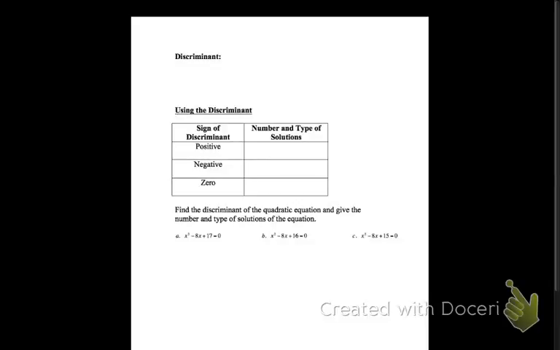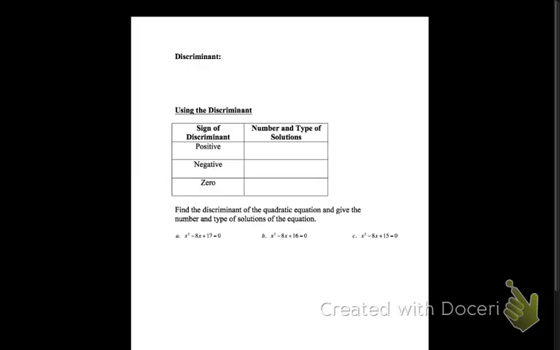Lesson 4.8, the discriminant. By looking at something called the discriminant, we can determine the number and type of solutions a quadratic equation will have. If you recall, in the last example, we talked about the difference between the three examples that we looked at. In the first example, we had 2 real solutions. In the second example, we had 1 real solution. And in the third example, we had 2 imaginary solutions.